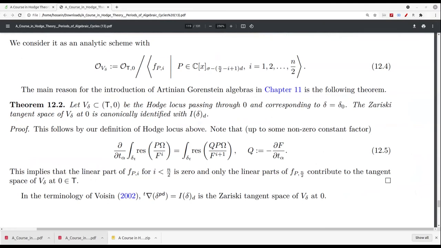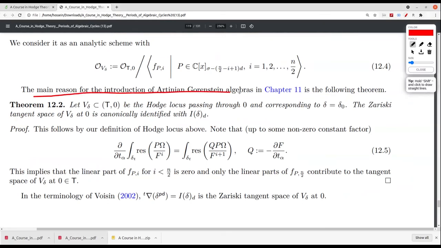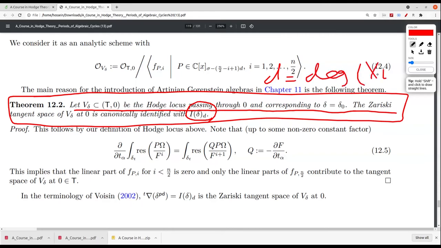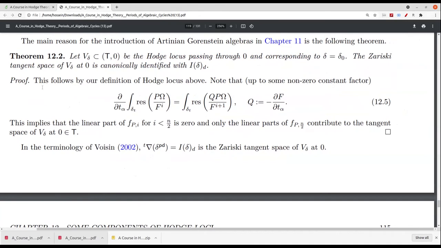So in the case of hypersurfaces, it turns out that we can compute the tangent space of the Hodge locus. And if we define the Hodge locus non-reduced as before, then the Zariski tangent space is just this, where d is the degree of the hypersurfaces that we have started. And this is actually the thing that we find before defining this Artinian-Gorenstein ring. So the proof is basically a calculus.